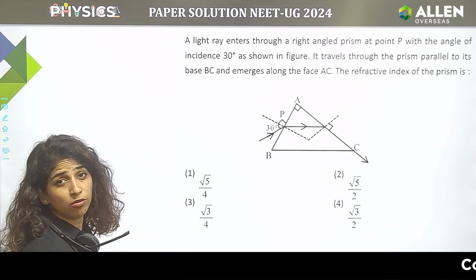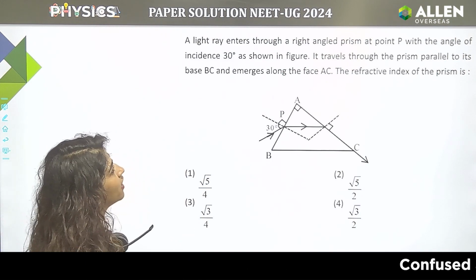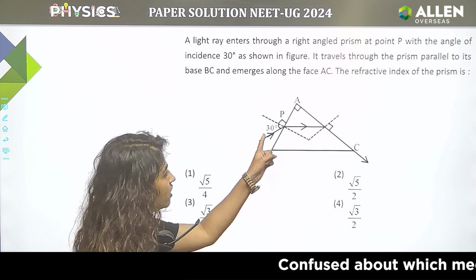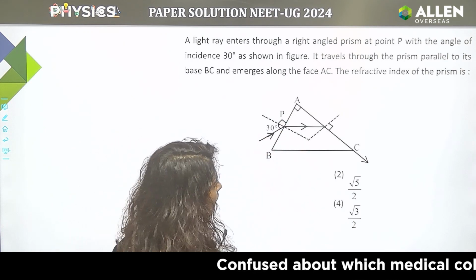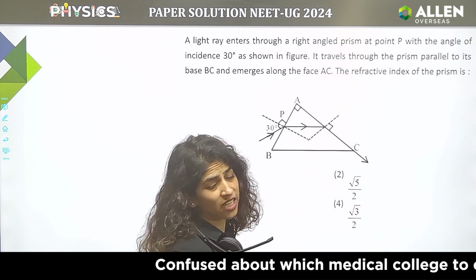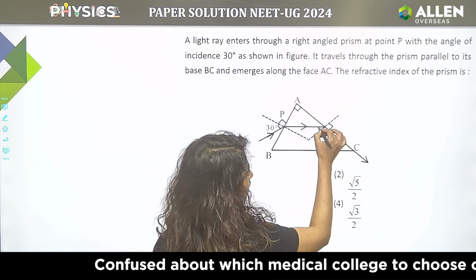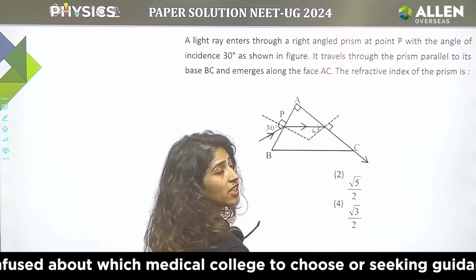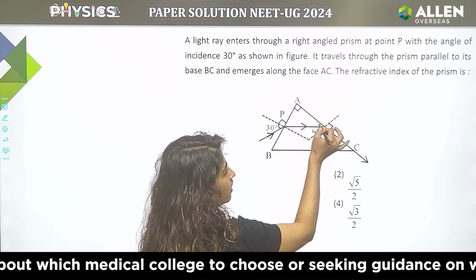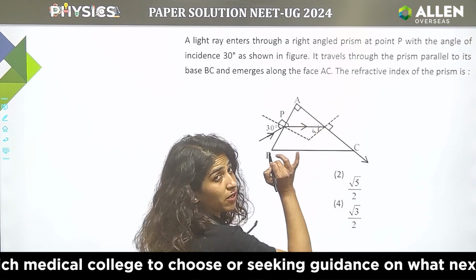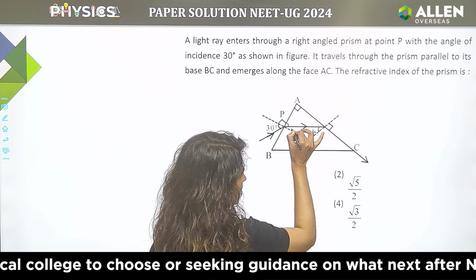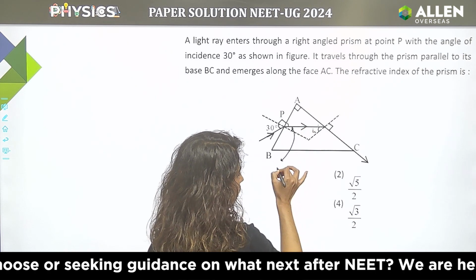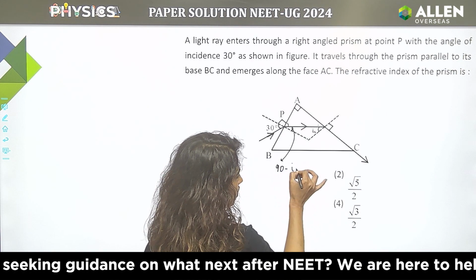Coming to the next question, it says there is a prism, a right angle prism. The incident ray is given as 30 degrees and the emergent ray is grazing the surface. That means this angle here can be written as the critical angle. If this is the critical angle, this becomes 90 minus critical angle. This is 90, this is 90 minus critical angle. This becomes the critical angle. That means this is going to be 90 minus critical angle. So I'm going to note it here, 90 minus critical angle.